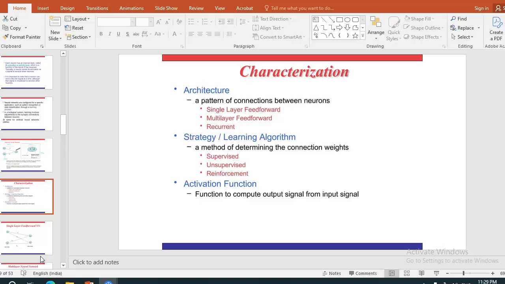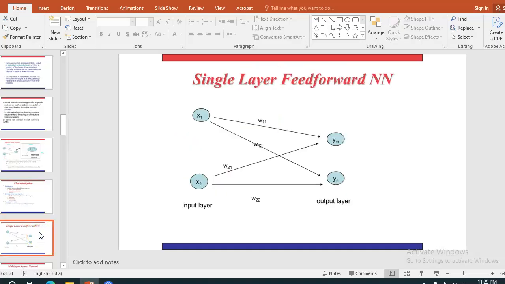In the previous class, we discussed different characterizations of artificial neural networks. Now, we can discuss different types of networks. This is an example of a single layer feed-forward network. Single layer means there is one input layer and one output layer. Here the input layer is x1, x2 and the output layer is y1 and y2.